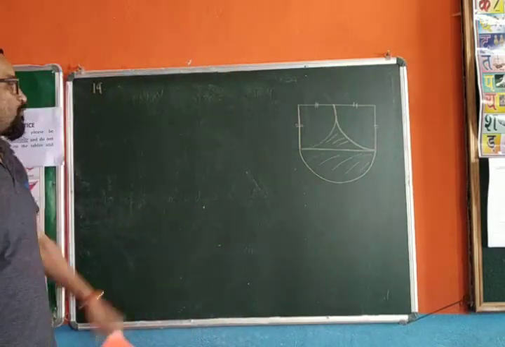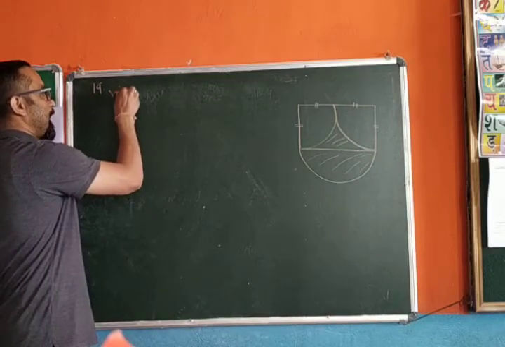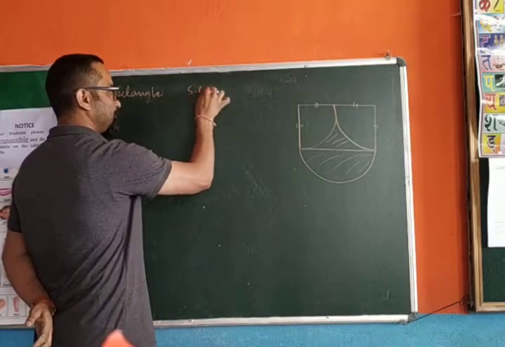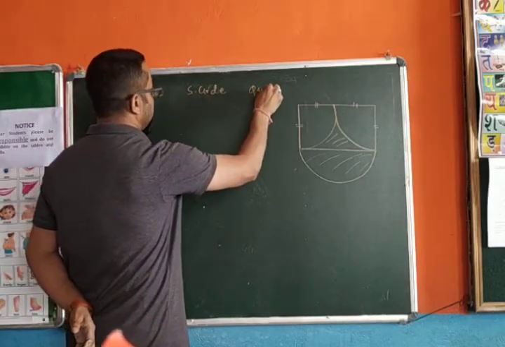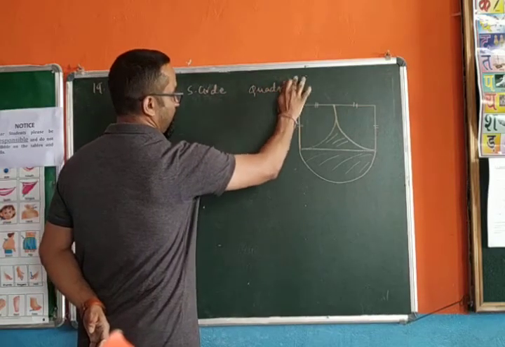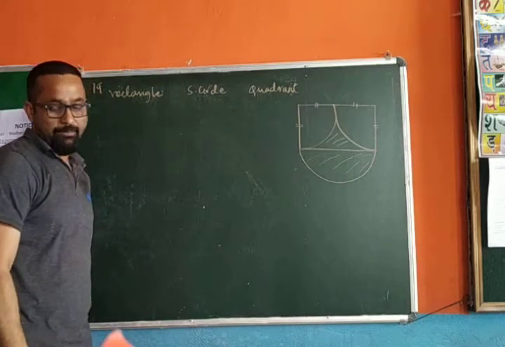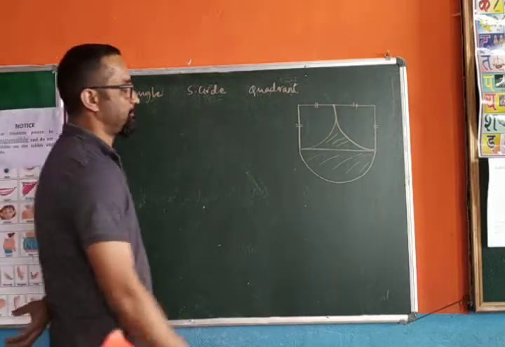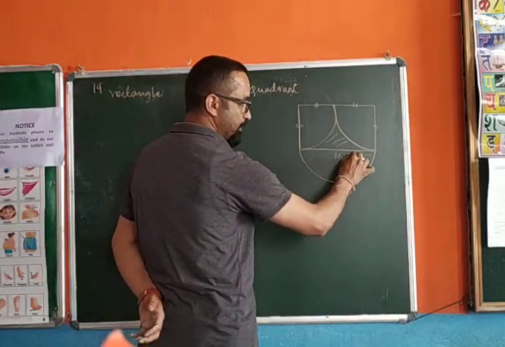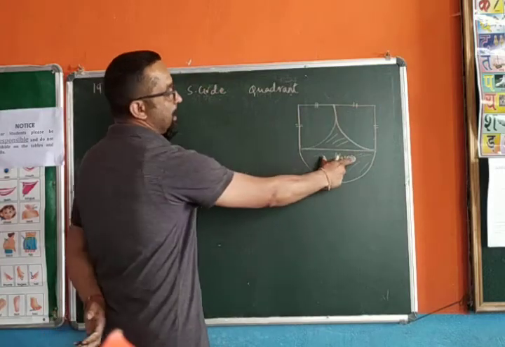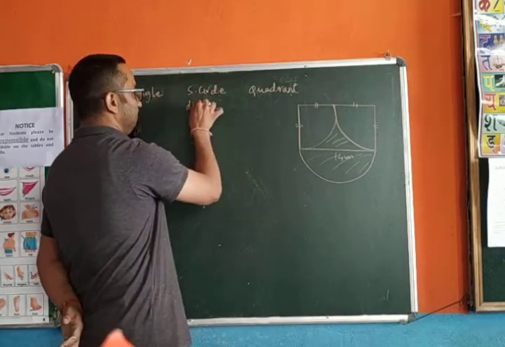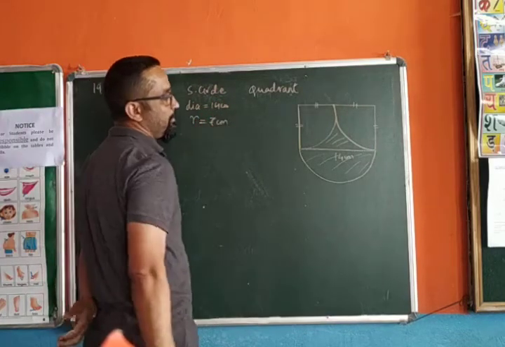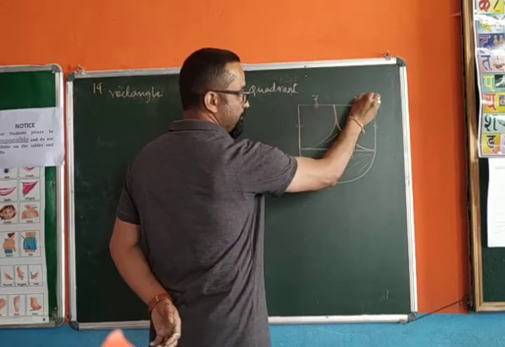Now you need to remember one thing. First you have a rectangle, then you have a semicircle and quadrant. Write their dimensions. Diameter of the semicircle is equal to 14. This portion is given as 14 centimeter. Since the diameter of the semicircle is 14, you get the radius of the semicircle as 7 centimeter. So this portion will be 7, 7.